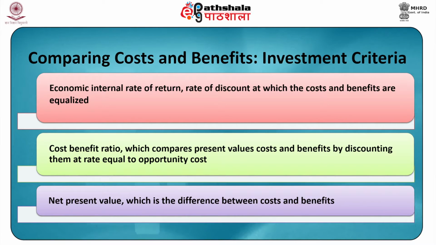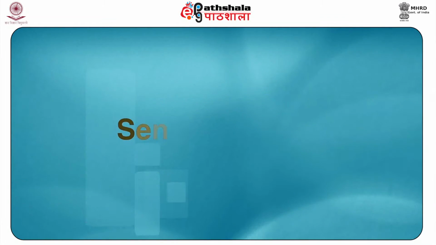1. Economic internal rate of return, the rate of discount at which the costs and benefits are equalized. Or cost benefit ratio, which compares present value costs and benefits by discounting them at a rate equal to the opportunity cost. Net present value, which is the difference between the costs and benefits.